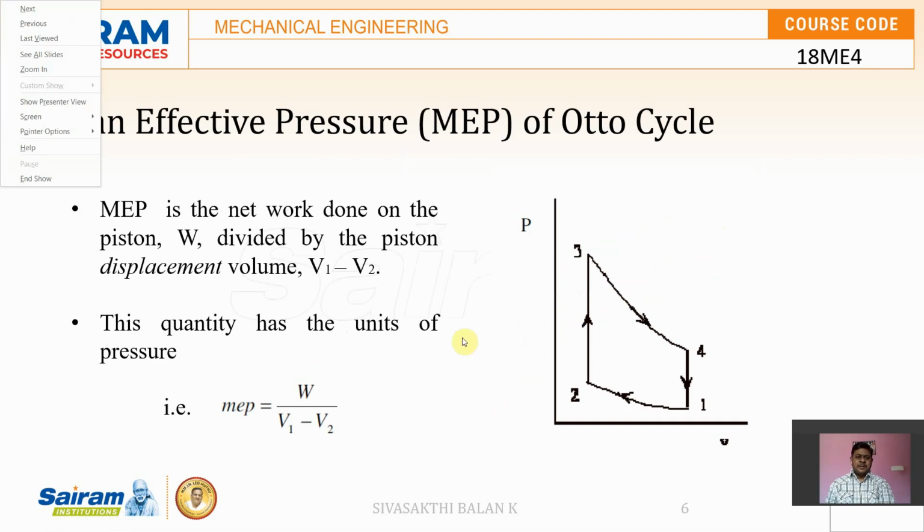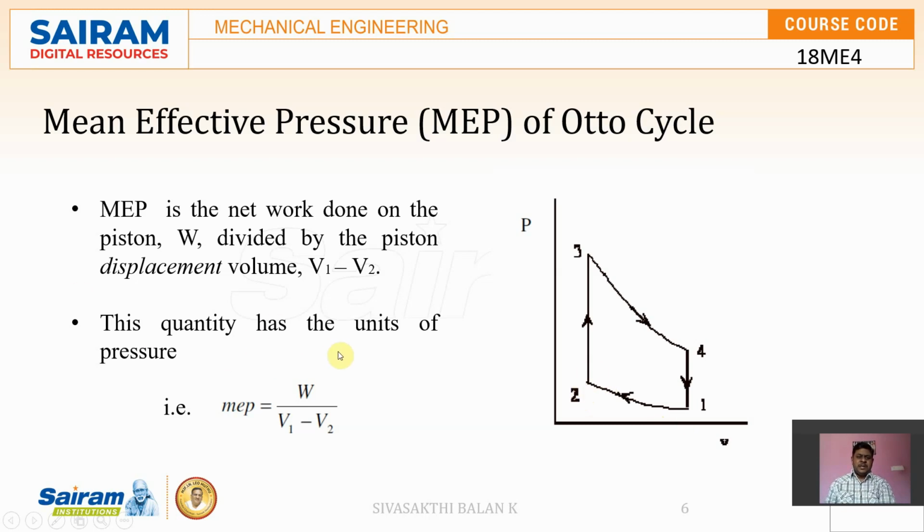The next term, which we are going to derive from the thermodynamic Otto cycle diagram, particularly the PV and TS diagram, is the MEP, that is nothing but mean effective pressure. Mean effective pressure is defined simply as the ratio between the net work done on the piston divided by the piston displacement volume, or the swept volume. The swept volume is defined as the volume swept by the piston when it travels between top dead center and bottom dead center. In this case, it is between V1 and V2.